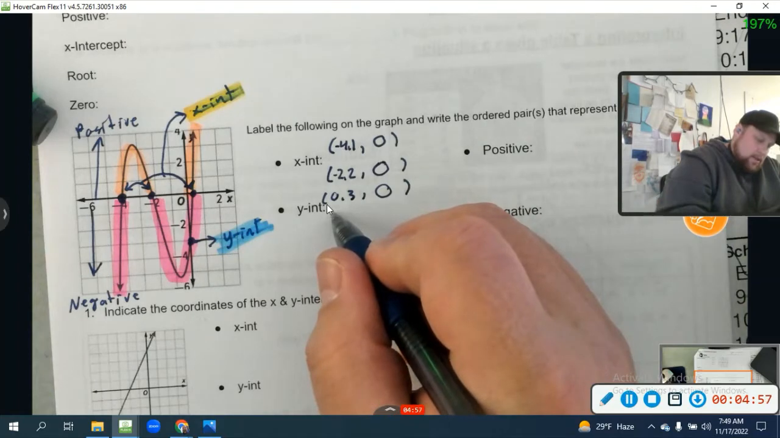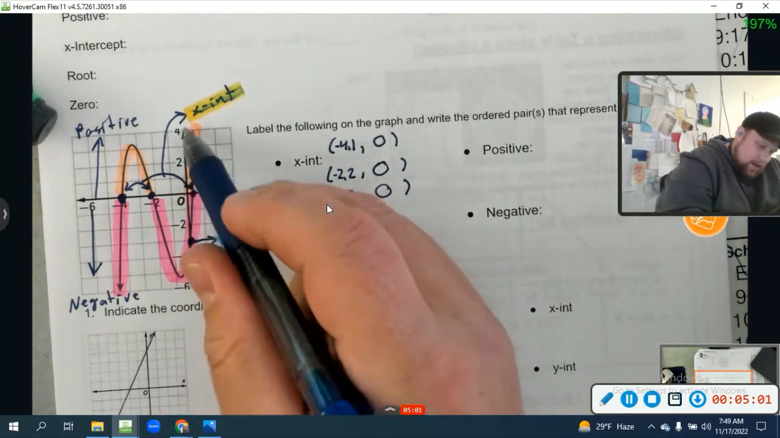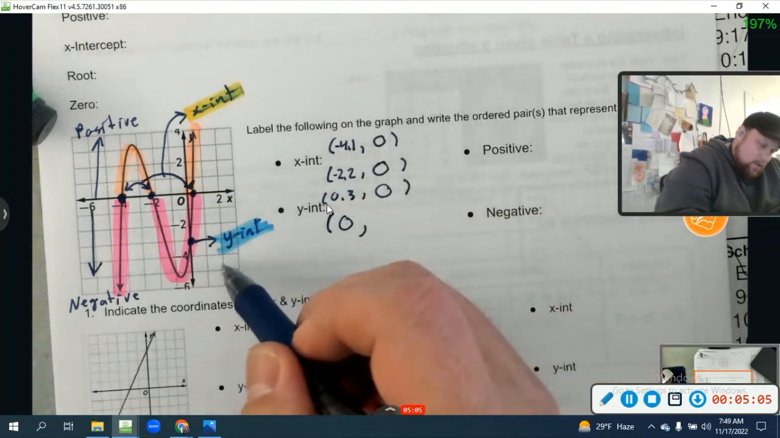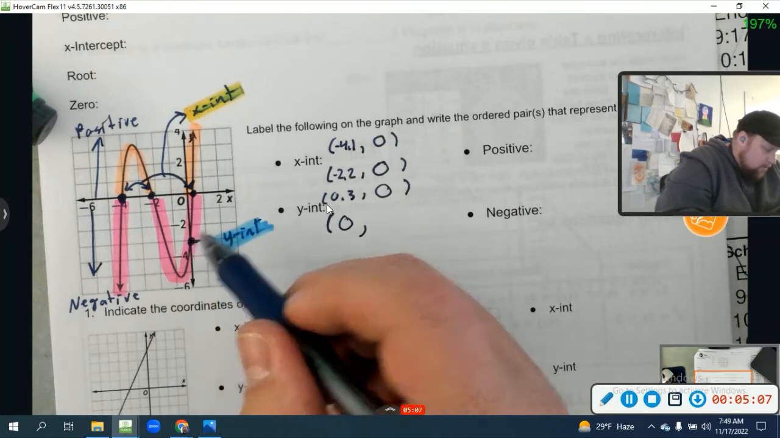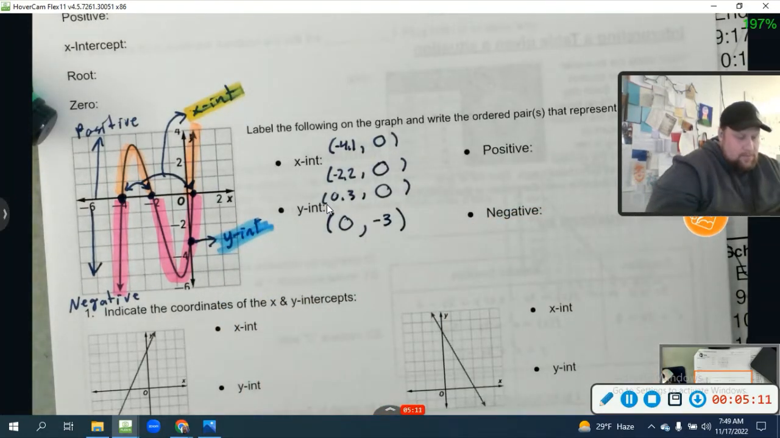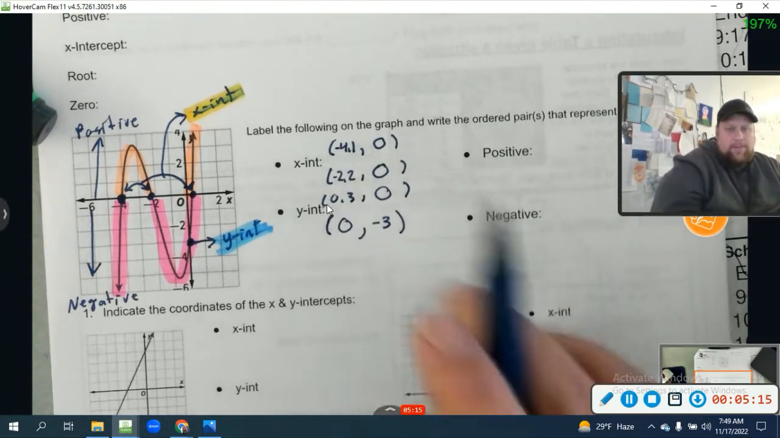Now let's look at our y-intercept. Notice it's where x is 0 on the x-axis, so x is 0. And what is my y-intercept? It looks like right about -3 on the nose. Okay? Now I know these aren't the nicest values right here, but they work.